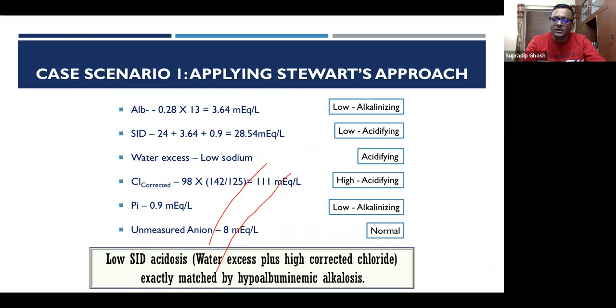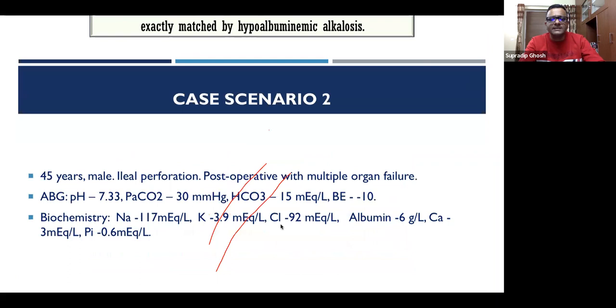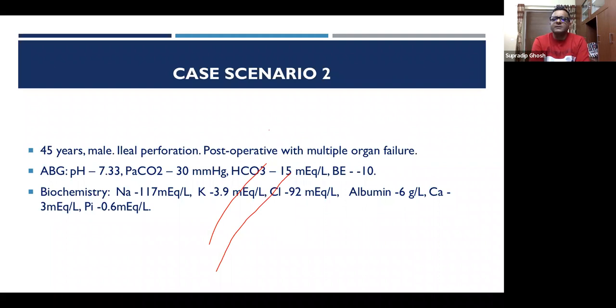Now coming to one more simple case, again, it's all my patients. A 45-year-old male, ileal perforation, post-operative with multiple organ failure. Let's see the ABG. ABG showed a pH of 7.33, PCO2 of 30, bicarbonate of 15, and base excess of minus 10. Here, even Siggaard-Andersen is picking up that there is some problem. Siggaard-Andersen is telling us that base excess is minus 10, that this patient has got a metabolic acidosis.